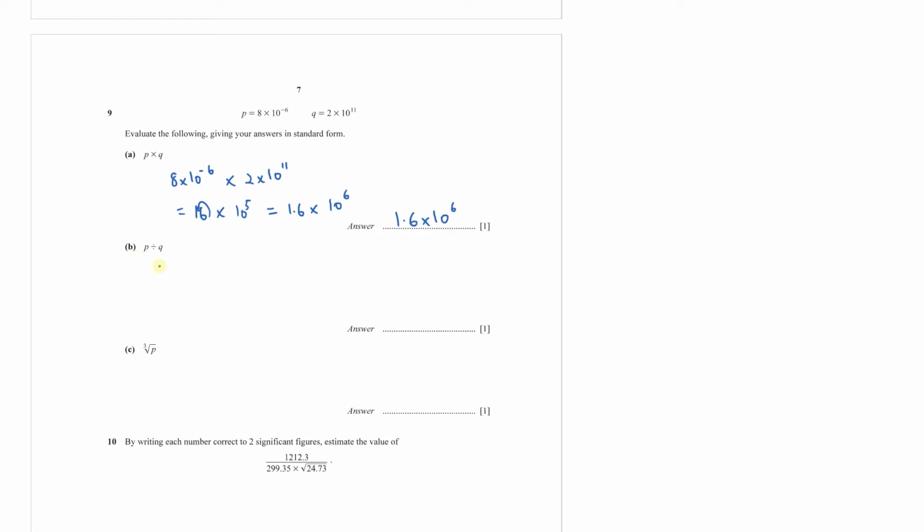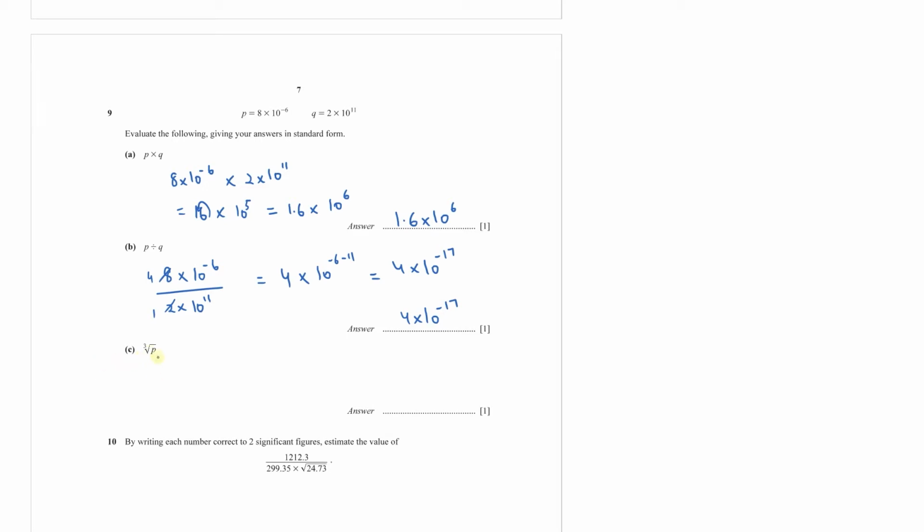Part B is P divided by Q. So this is 8 into 10 power minus 6 divided by 2 into 10 power 11. So 8 divided by 2 is 4. So you get 4 into 10 power. Since you are dividing, you will subtract the power 11 from minus 6. So you have minus 6 minus 11, which is 4 into 10 power minus 17. So this is in standard form.